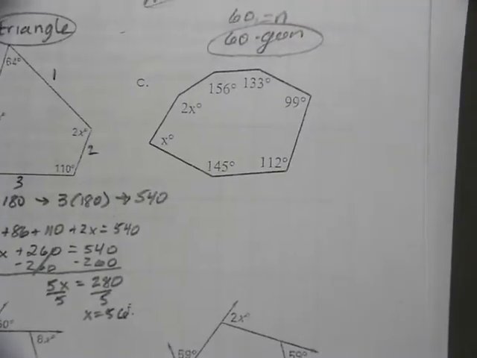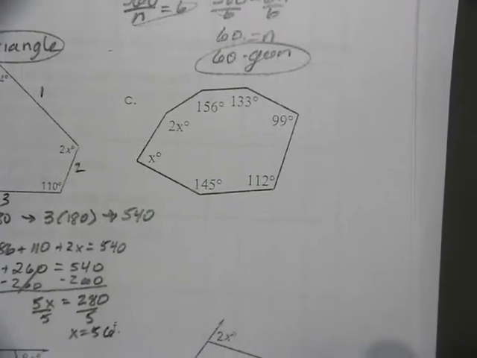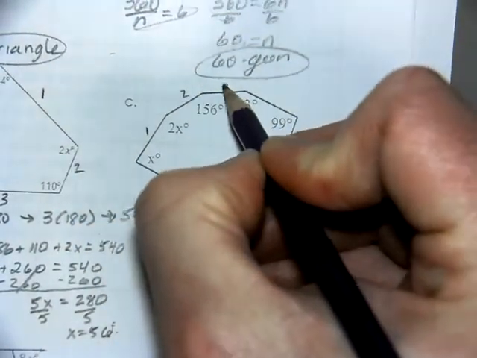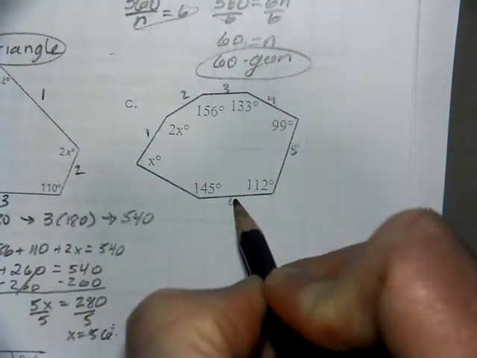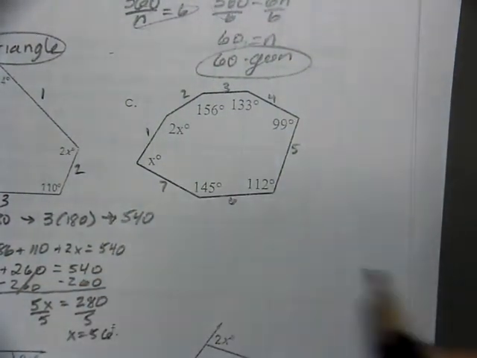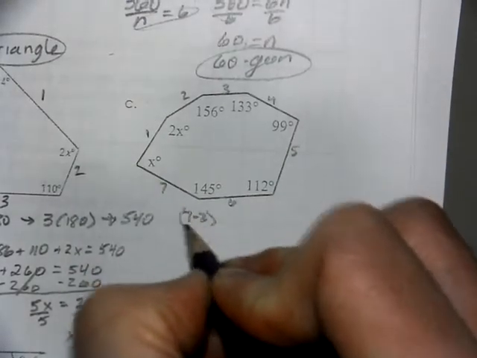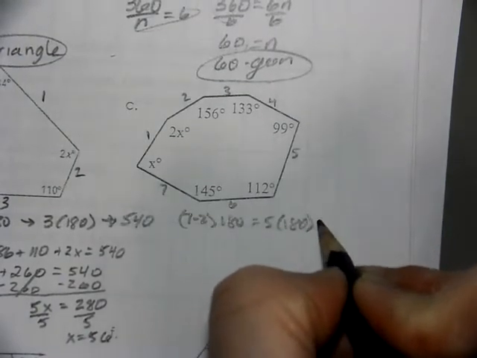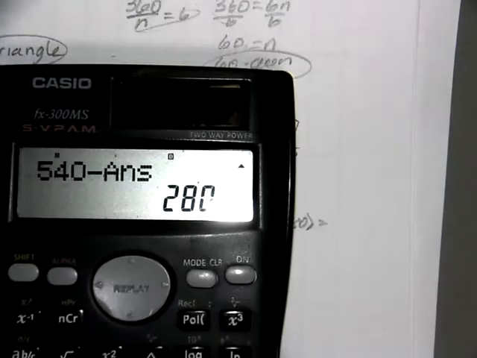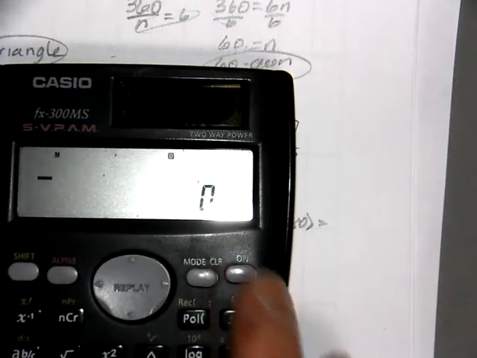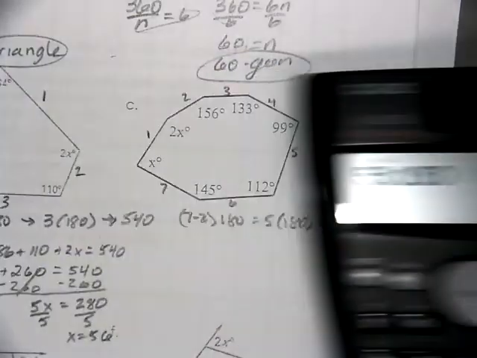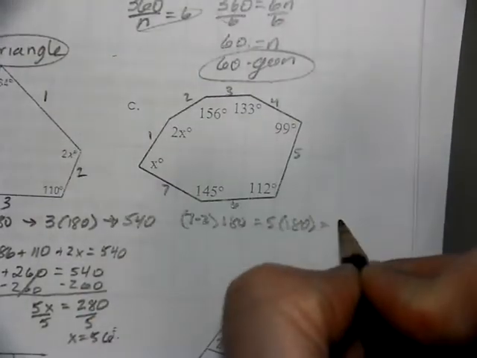Alright, you go ahead, pause the video, see if you can put this one together. Come on back and check out how you do. First we're going to count the number of sides. 7 sides. So you know you're going to do 7 minus 2 times 180. That's 5 times 180. Come across with 900.